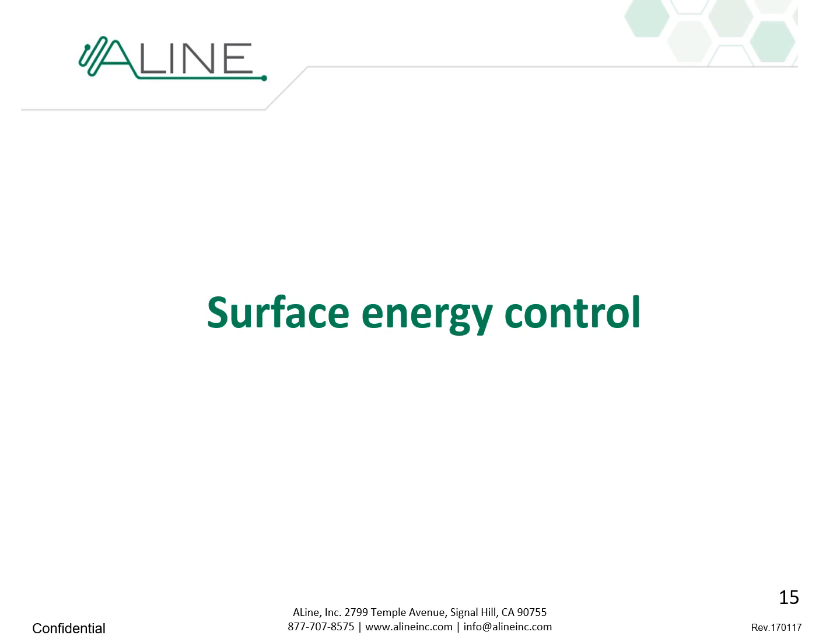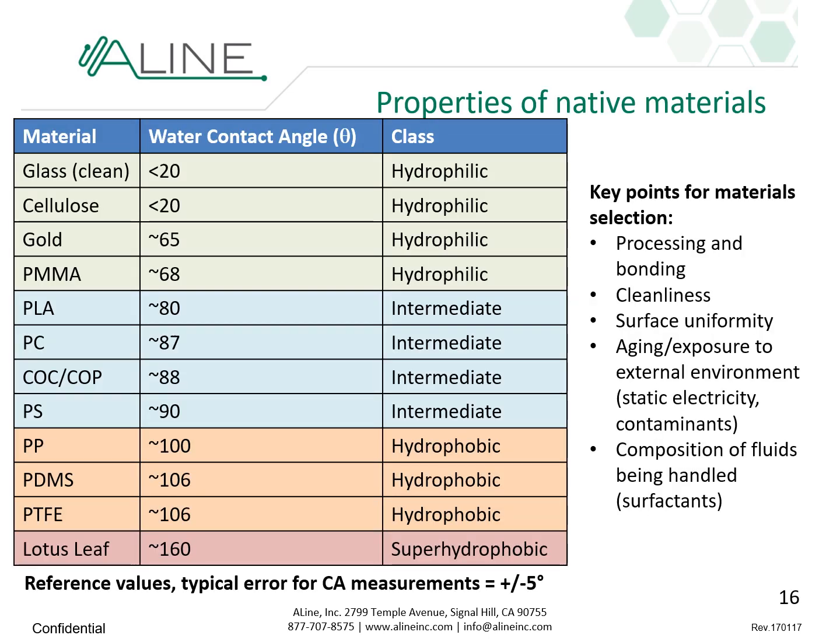Now that we have seen some examples of microfluidic applications that do require the control of surface energy, let's look at some options on how to do this process. The first thing that I want to do is look at the properties of some native materials. You can see here a table of some examples of materials that are commonly used in microfluidics or in other applications with their corresponding contact angle.